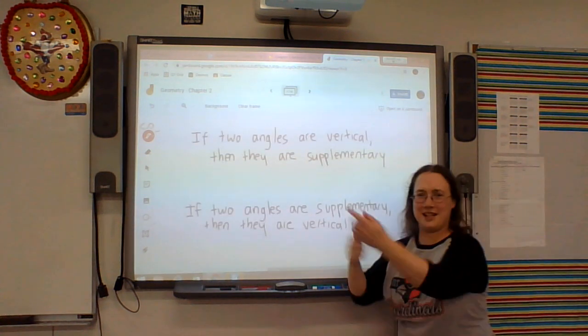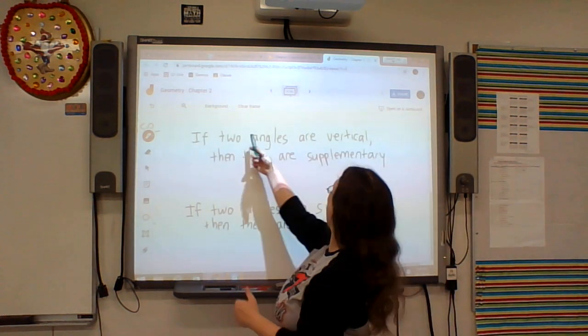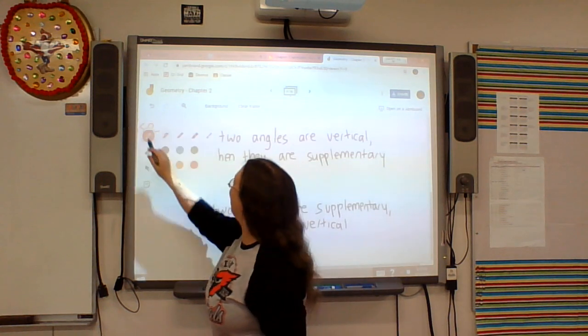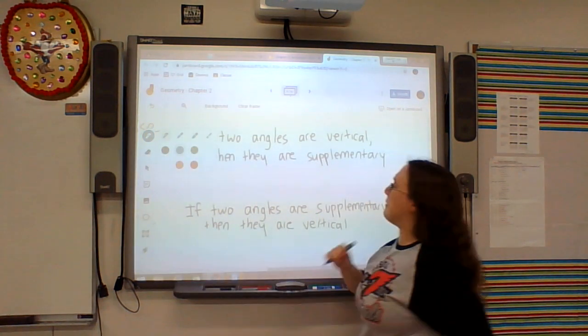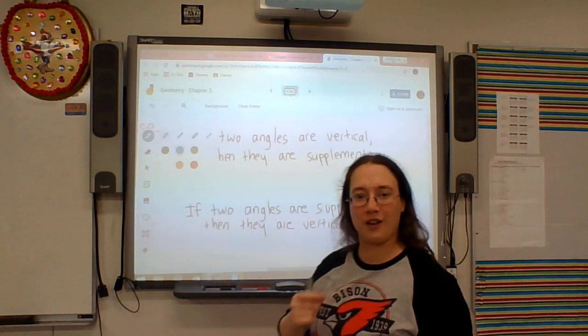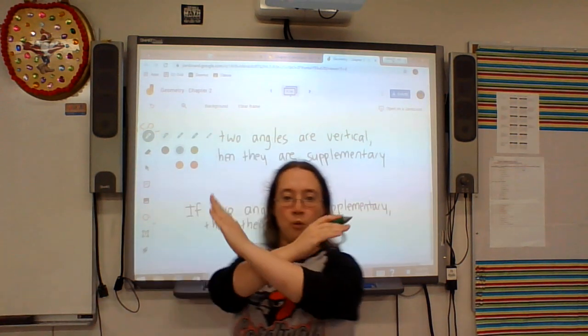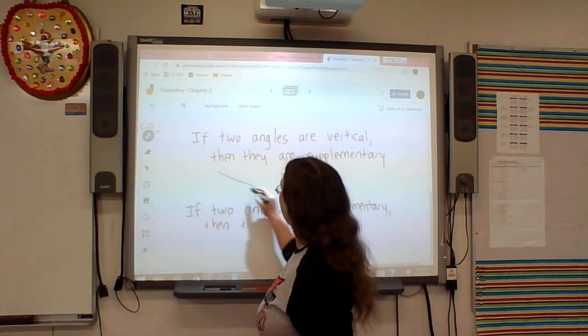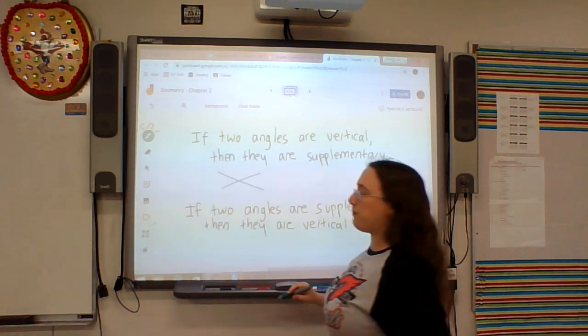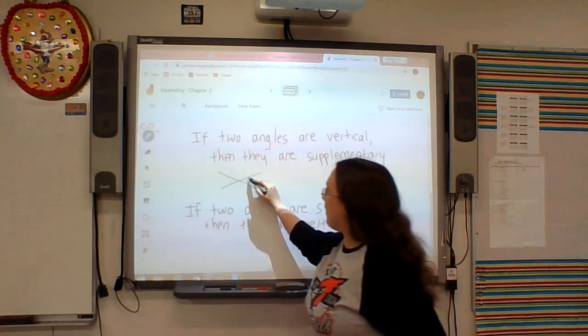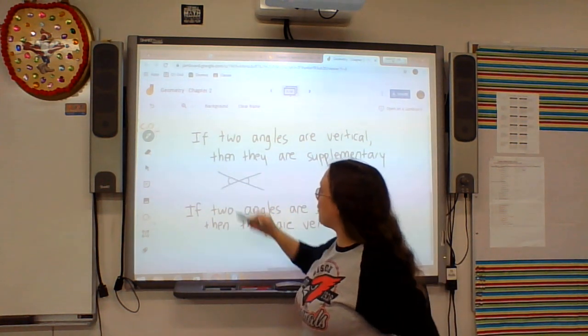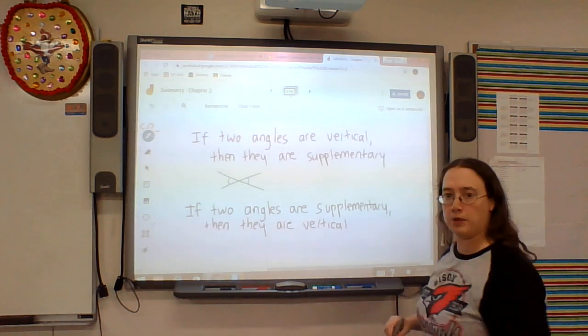Okay, now we're going to get back into the things that look more like geometry. So if 2 angles are vertical, then they are supplementary. Okay, so thinking back to vertical angles, those are the ones that were kitty corner if I make an X shape. So these ones. So we want to know, are those going to be supplementary?